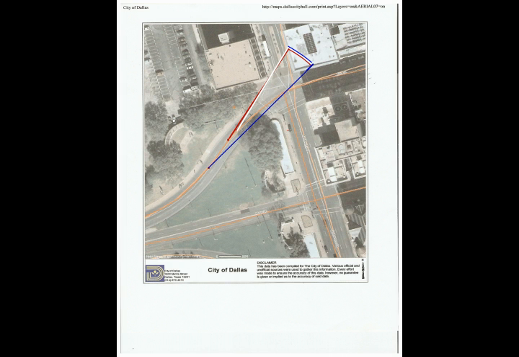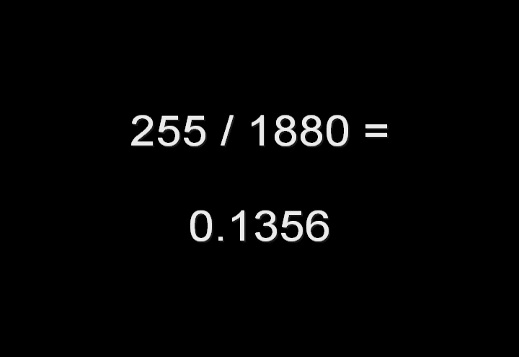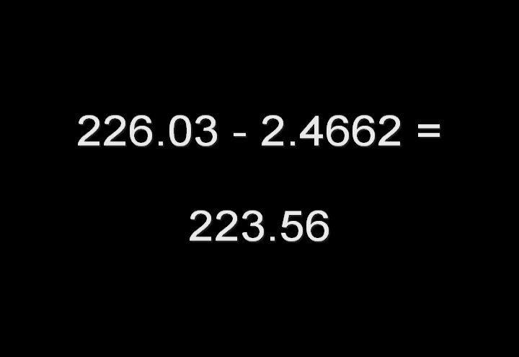To find when this bullet was fired, again we take the distance from the rifle, which is 255 feet, and divide it by the speed of the bullet. Since the distance from the assassin to the victim is not as far as shot number 3, the speed of the bullet has to be adjusted upwards. It is 1880 feet per second. We subtract the number of frames while the bullet traveled from the rifle to the victim, Governor Connally. We find that the bullet took 0.1356 seconds to reach the governor, during which time 2.4662 frames were exposed. By subtracting the number of frames exposed during the flight of the bullet, we find the bullet was fired at frame 223.56.